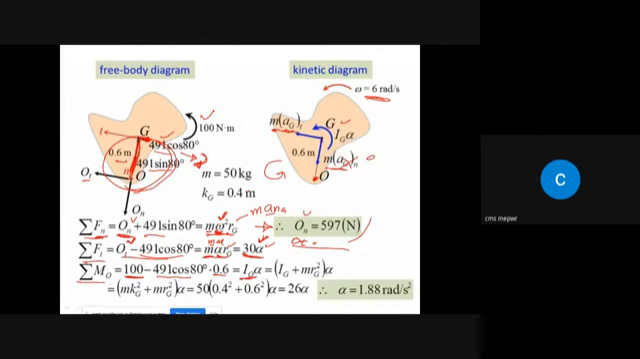So when we put values in the first equation, we get the On value. When we put values in the second equation, we got two unknowns, OT and alpha. So then we use the summation of moment about point O. One moment is 100 Newton meter. The moment due to this force about point O is 0. And the moment due to this force is basically this force multiplied by 0.6, right? And that is equal to I naught alpha. Okay.